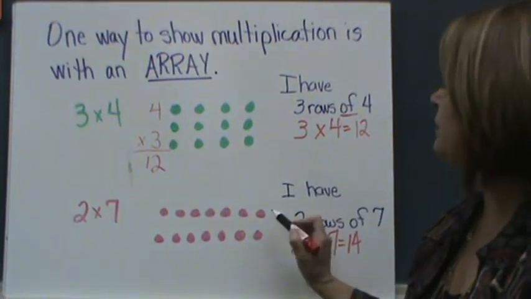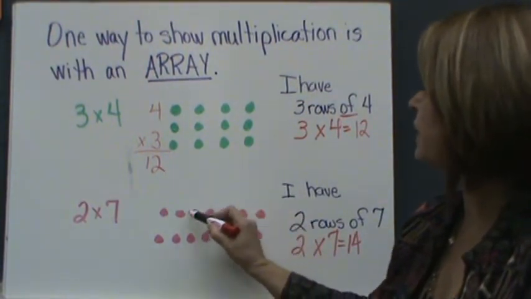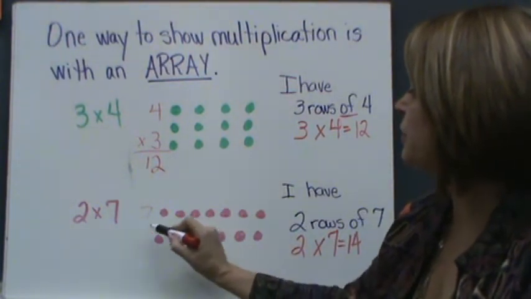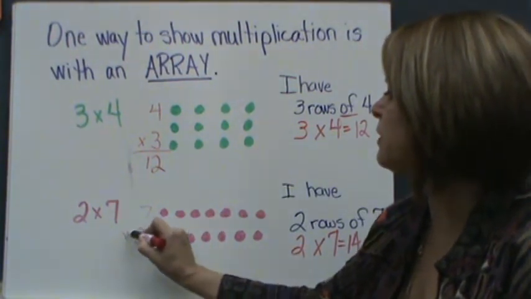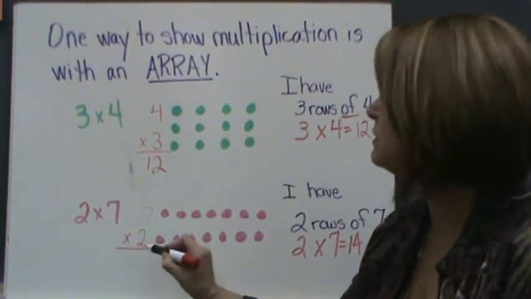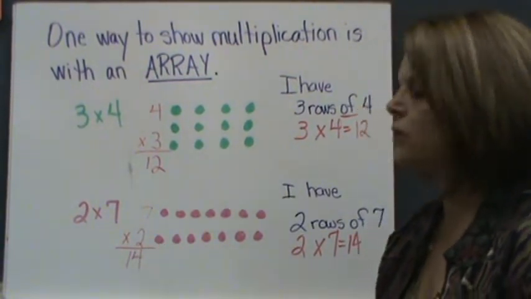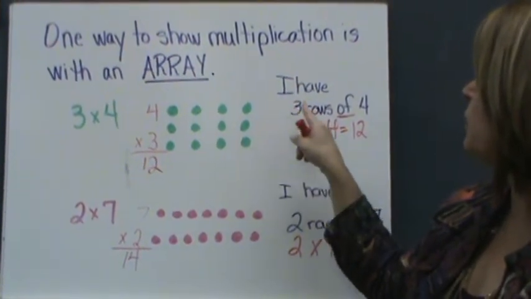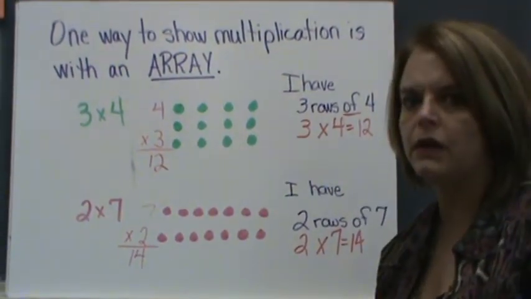And again, I can count across 1, 2, 3, 4, 5, 6, 7. And I have 2 rows. So here, 7 times 2 is 14. So that's how you use an array. You tell me how many rows you have and then how many are in each row.